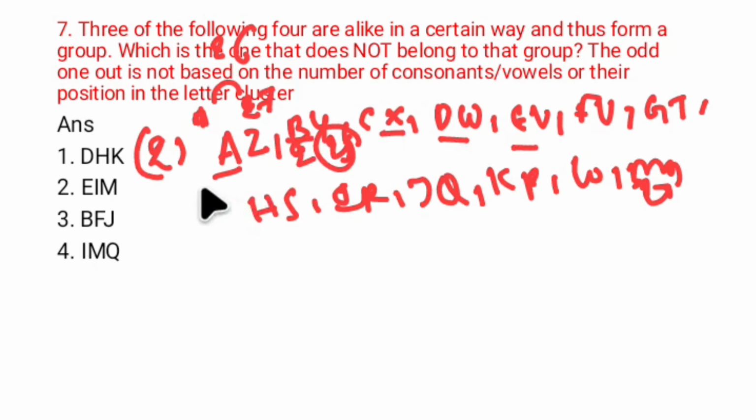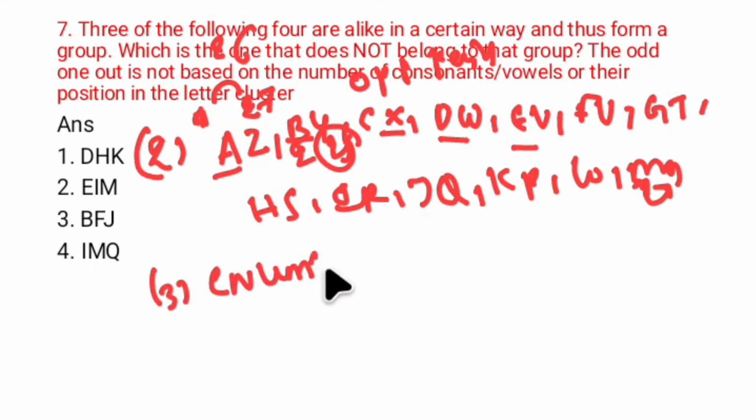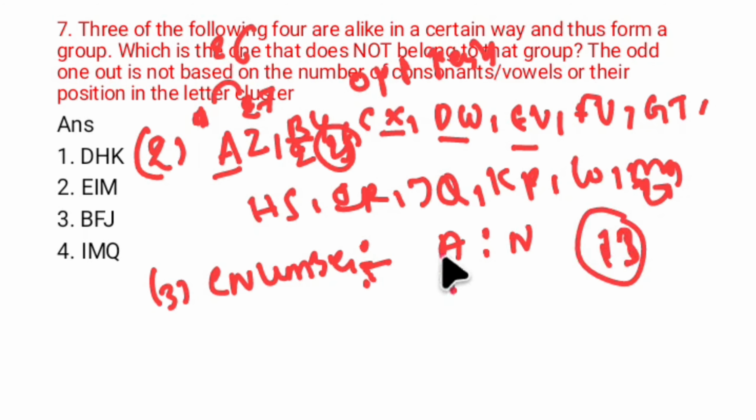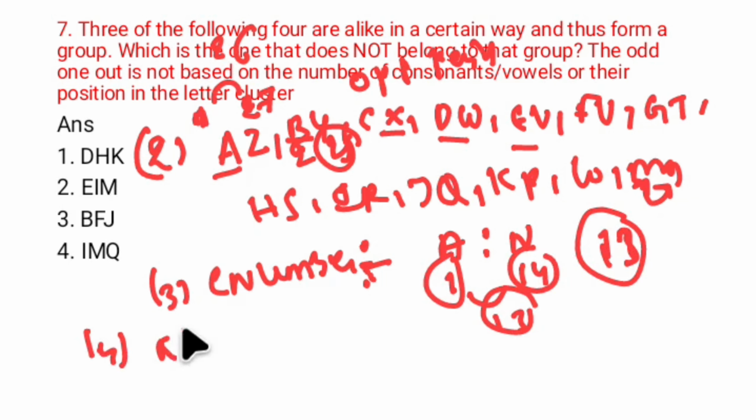So with the given concepts, we should solve this question. And the question is what? DHK. D stands for what? D4, H8, K11. So here the difference is 4, 3. We got 4 and 3. And EIM. So E stands for 5, I9, M13. So here 4, here 4. Here 4 difference, 4 difference.